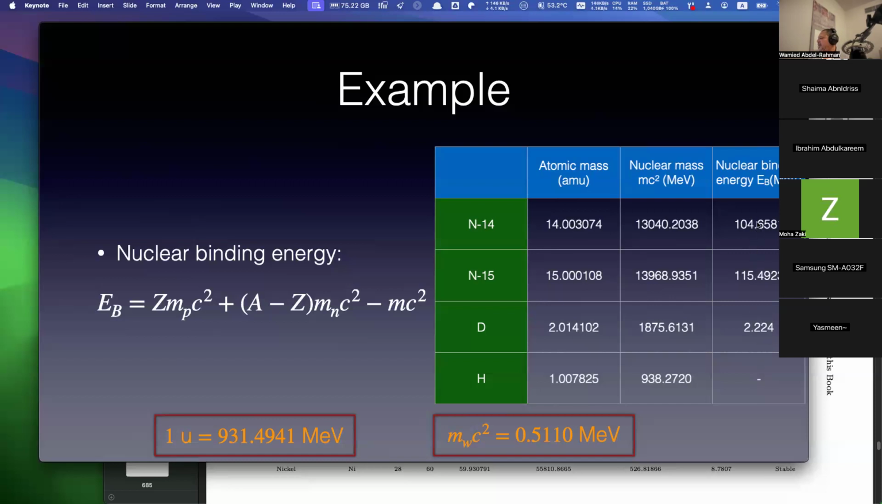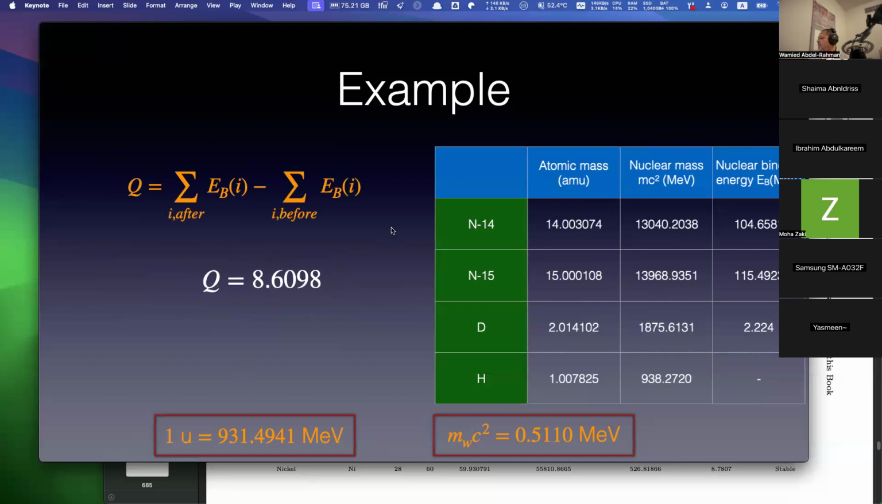But for the other nuclei, these are the data for the nuclear binding energy. Again, we plug in that equation, but we just have to remember that it's after minus before. So after, we take nitrogen-15 and the proton, minus before the interaction, which is nitrogen-14 plus the deuterium. If we do that, again we get that the Q value is 8.6. This should be in MeV units here. So again, both methods should give us the Q value of the nuclear reaction.